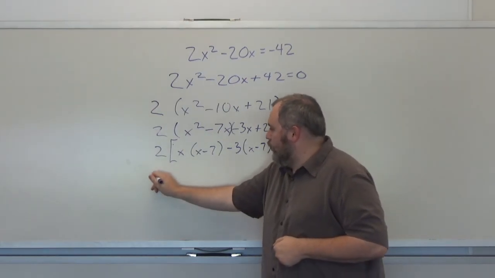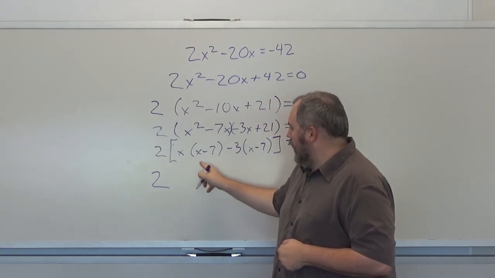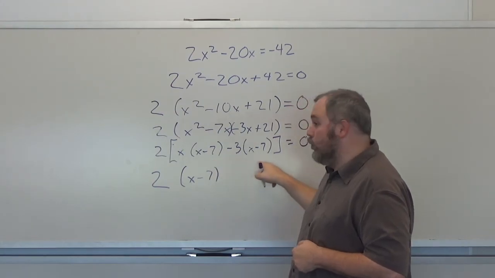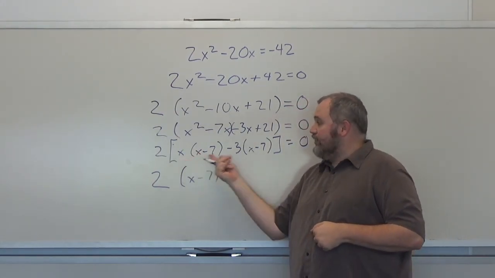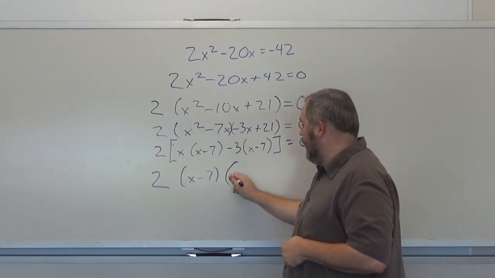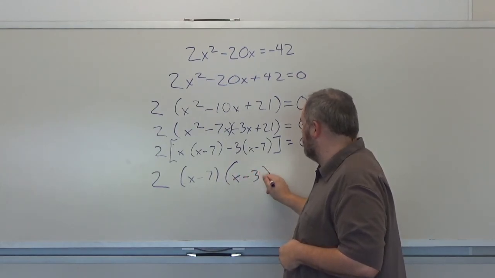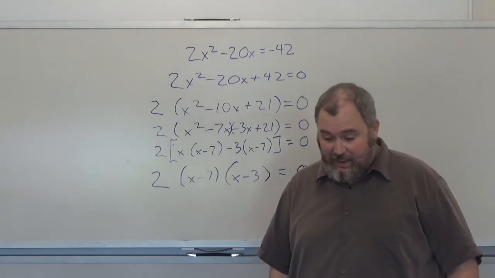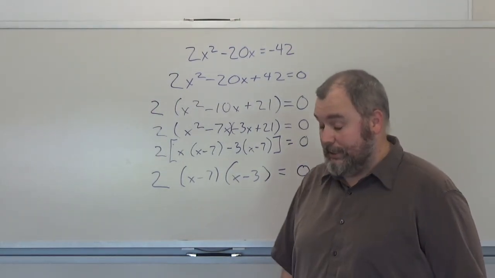We're going to continue on. This is going to be x minus 7 because those two are the same. And what's left is the x minus 3, so they get married and we put a ring around them. So now we have 2 times x minus 7 times x minus 3.